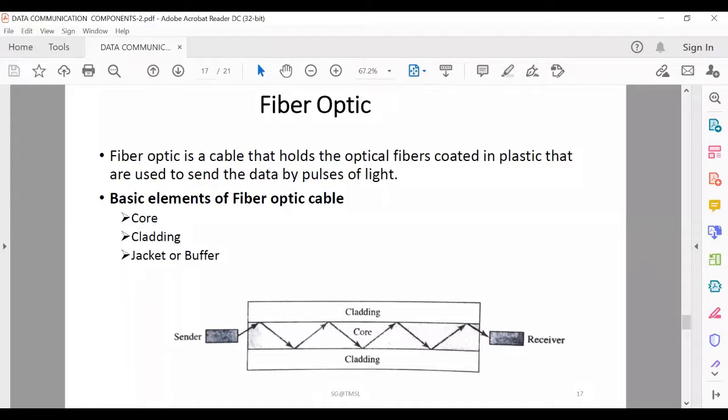So there are lots of advantages available for fiber optic, like very high speed, faster speed. It is used for longer distance purpose. It has better reliability. It is very thin and lightweight, and it has greater bandwidth.